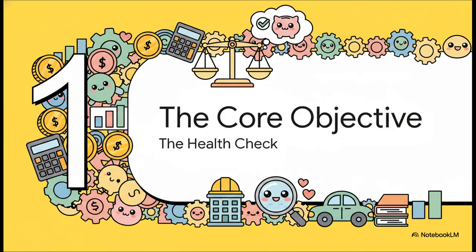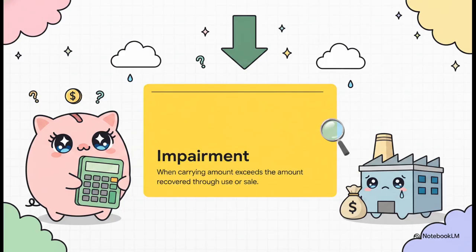Let's kick things off with part 1, the core objective, the health check. Now, this standard exists for one huge reason, to act as a mandatory reality check for a company's books. Let's define our main culprit here, impairment. Basically, impairment happens the exact moment an asset is revealed to be worth less than what's actually recorded. When the carrying amount, that number just sitting there on the balance sheet, is higher than the cash you could realistically recover from either using or selling the asset, well, you've got an impaired asset on your hands.